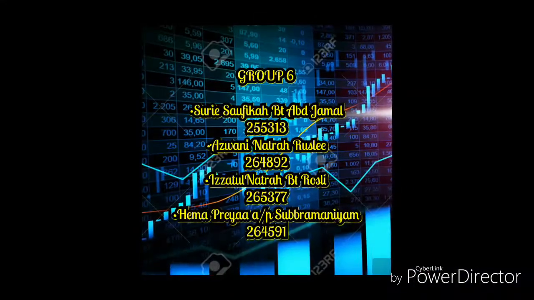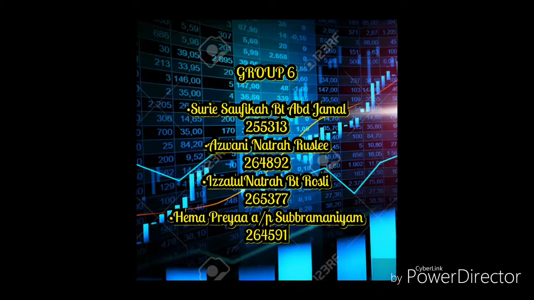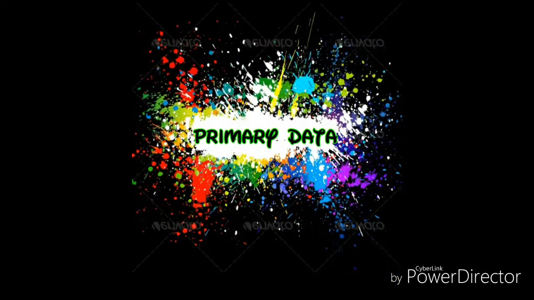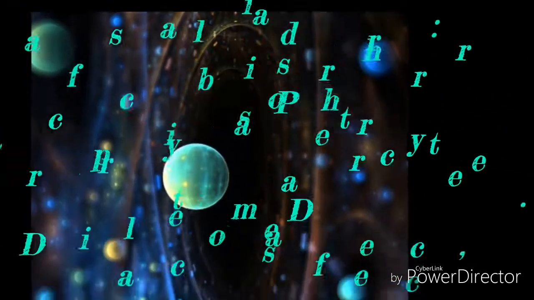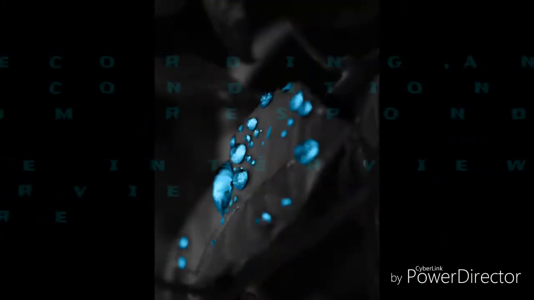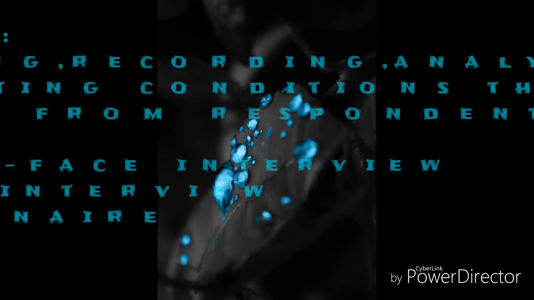Today, from Group 6 under Elementary Statistics, we are presenting you the Group Assignment 1. The topic we've chosen is primary data. Data is collected by researchers for specific research. Friends, we have several ways to collect primary data.